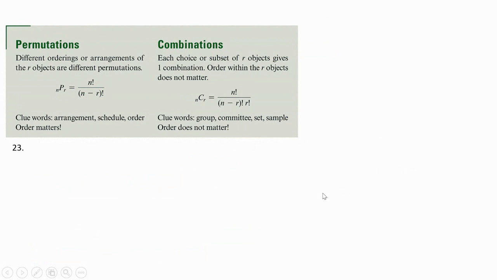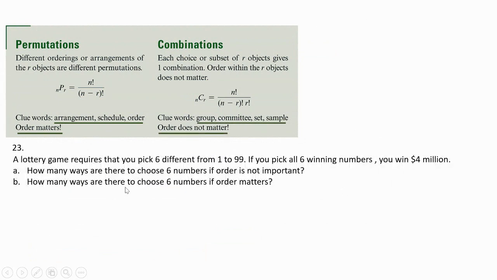Now, this is permutations and combinations. These are the key words for permutations. These are the key words for combinations. So number 23 says, a lottery game requires that you pick 6 different numbers from 1 to 99. If you pick all winning numbers, you win $4 million. How many ways are there to choose 6 numbers if order is not important? And for part B, how many ways are there to choose 6 numbers if order matters?